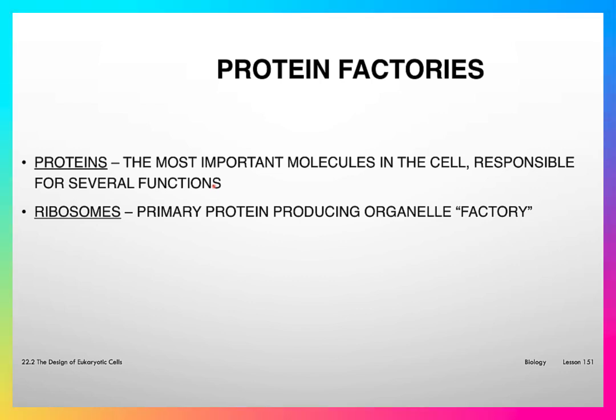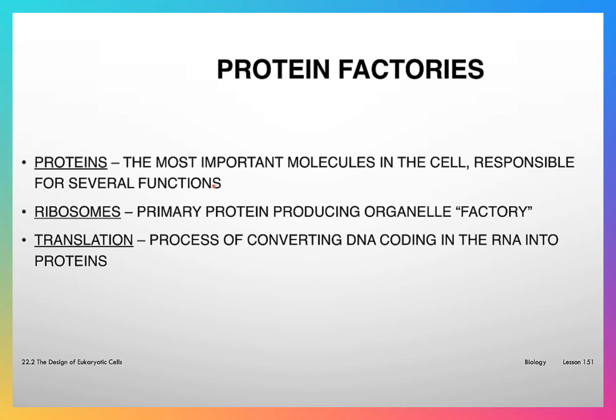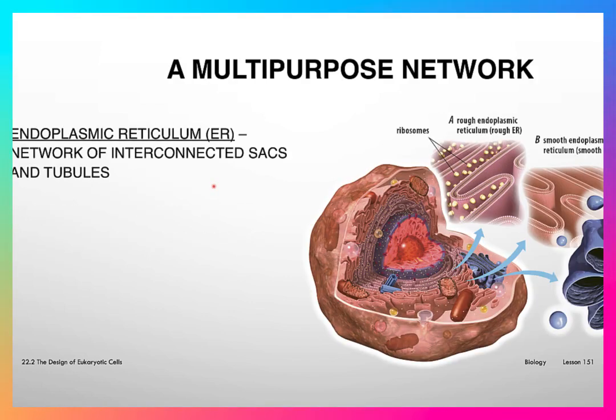And when we go through DNA and how DNA works, I will be showing you exactly how the ribosome functions in order to produce a protein. The process of producing a protein from the coding DNA is called translation. And again, in this future lecture, we will discuss exactly how translation goes forward. Now, the ribosomes are embedded in a network known as the endoplasmic reticulum. And this is a network of interconnected sacs and tubules.